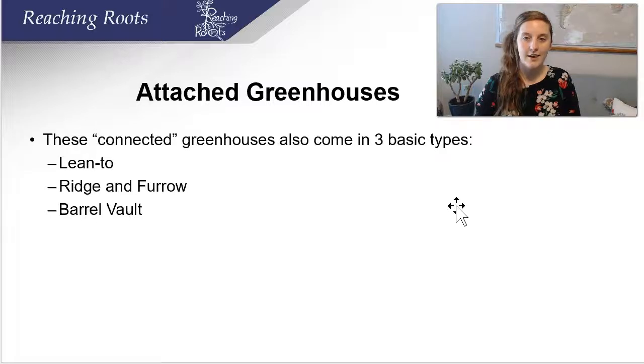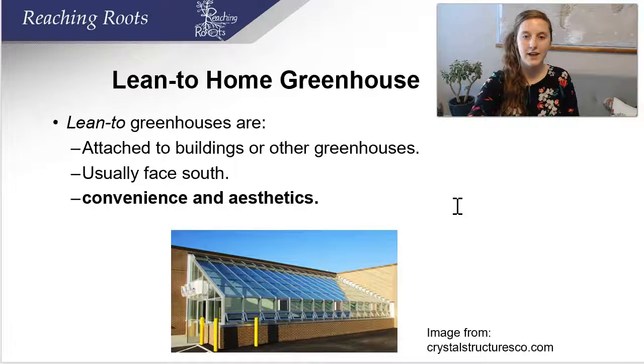And then we have our attached greenhouses. These ones are connected to another building. There's three basic types: lean-to, ridge furrow, and barrel vault. The first one you may have seen at a school, and these are attached to either a school building or your home, and these are a little bit less expensive to build because you do not have to build that fourth wall. They're usually south-facing, since that's where you can gather the most sunshine, and they're convenient and aesthetically pleasing to the eye.